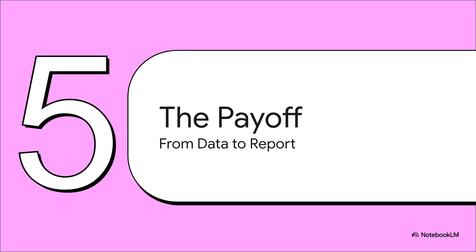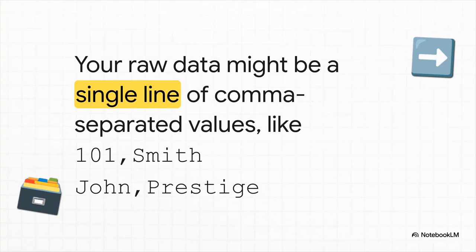So, why are we going through all this trouble? What's the big payoff? It's this. We can now turn a file full of raw, messy data into something useful and beautiful. This is what your data often looks like in the file. It's just a string of characters, maybe separated by commas. It's efficient for a computer to store, for sure, but for a human to read, it's not great. It's just raw data. This is our before picture.